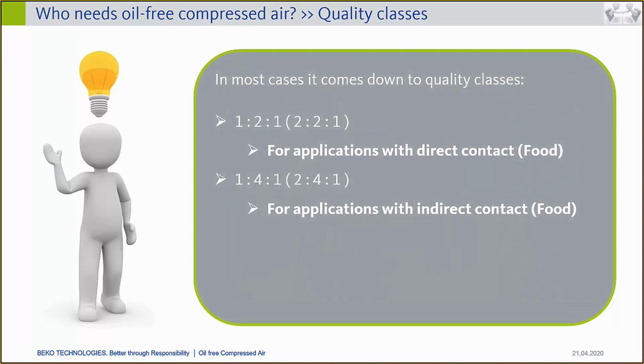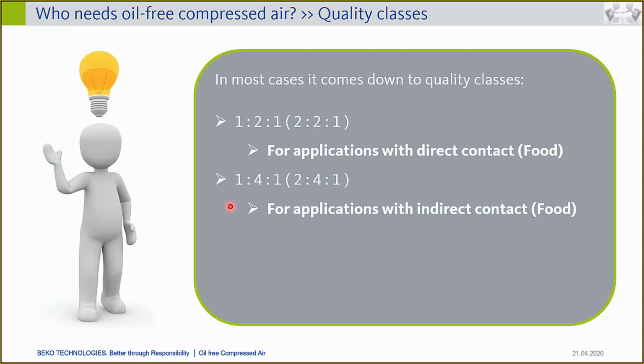To sum this up, it mostly comes down to two different quality classes. And here you see that there is the 1-to-1 quality class or the 1-4-1 quality class. The major difference is in the oil vapor content. And for example, institutions such as VDMA or BKs recommend certain quality classes in terms of water vapor, depending on whether the application has direct contact with compressed air or an indirect contact.